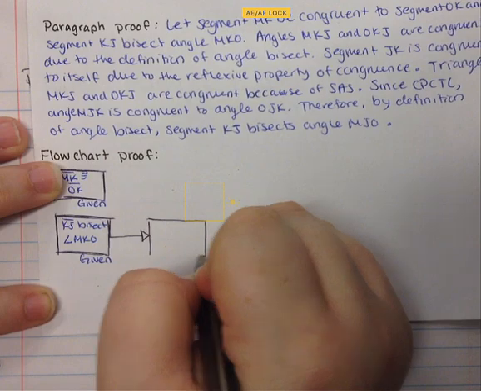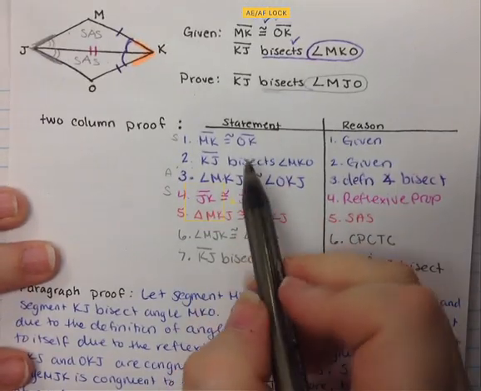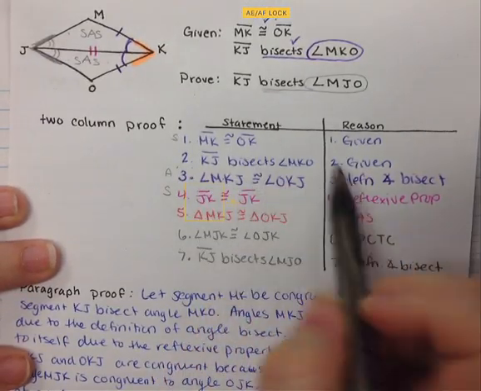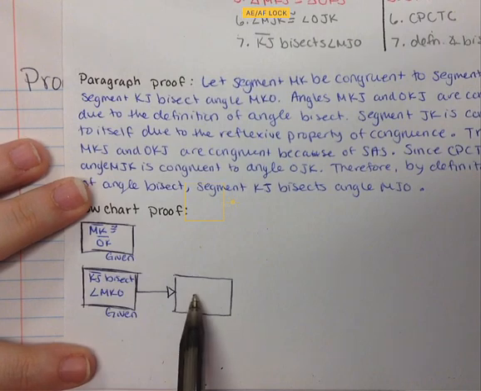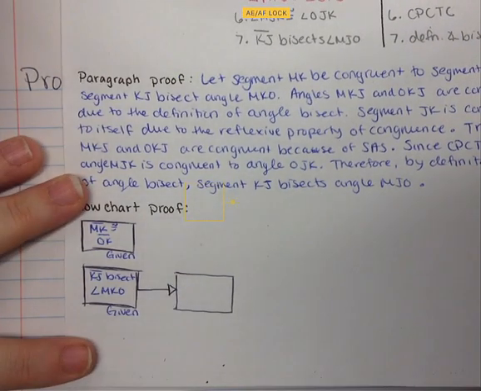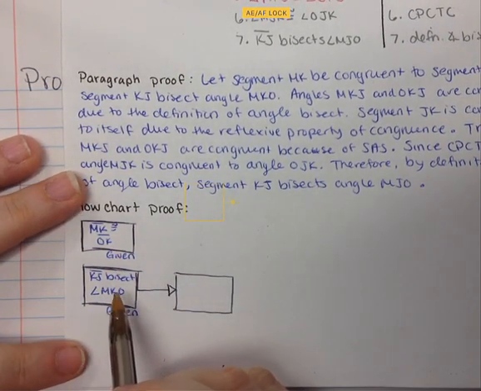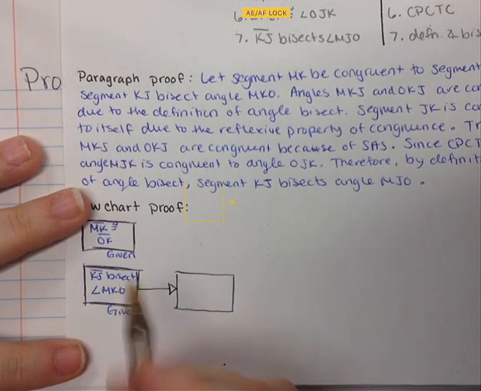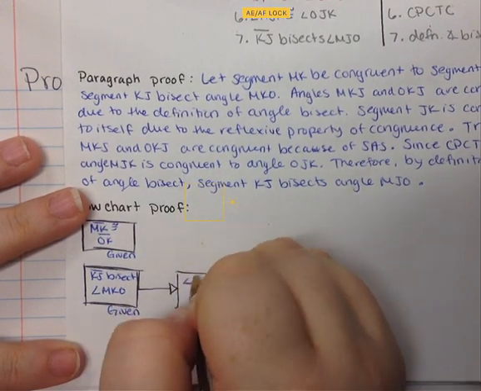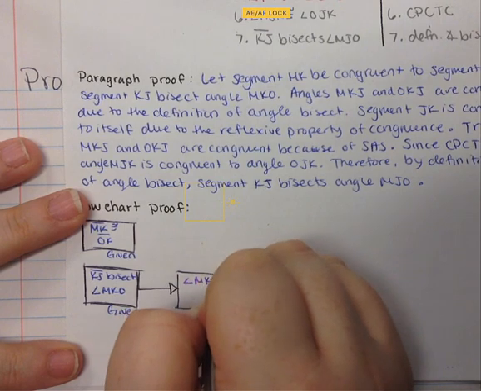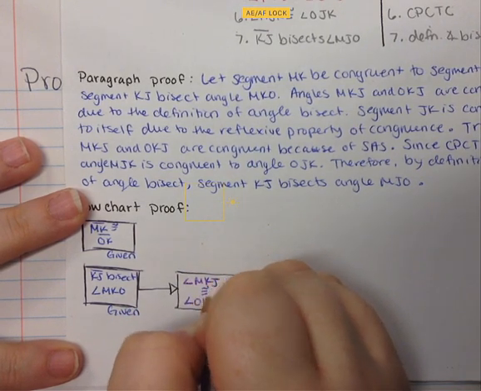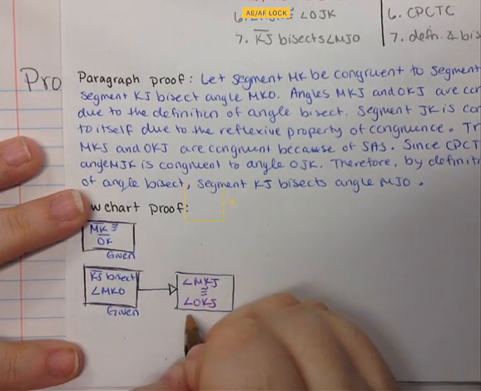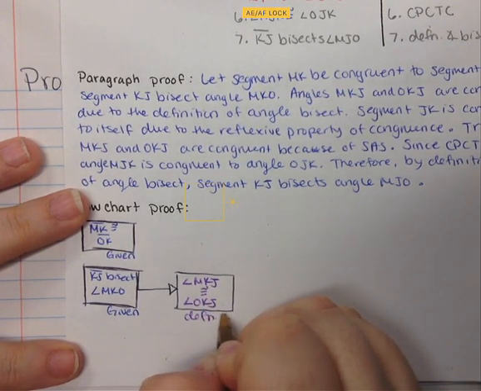What does this lead to? If we go back, we had to write this purple part because of that word bisect. So that means that bisect led to something else. So KJ bisects angle MKO. That led to the fact that angle MKJ was congruent to angle OKJ. That was because of the definition of angle bisect.